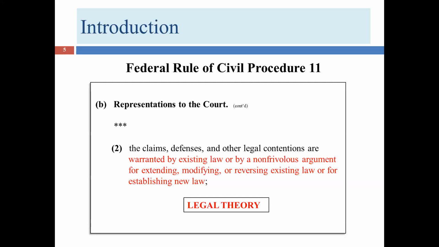Well, then you'd have to consider, okay, so I'm not going to fit into this first category, warranted by existing law. That's not going to be an option. So I have to see whether my plan is going to fit into this next category: a non-frivolous argument for extending, modifying, or reversing existing law. I will call that modifying, possibly reversing existing law. The problem I'd have, though, is that that sounds like a very frivolous approach.